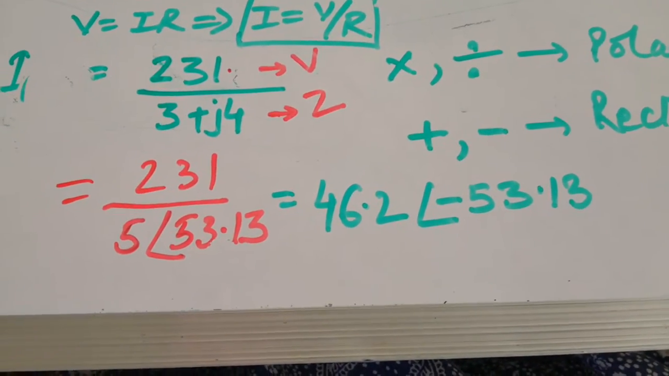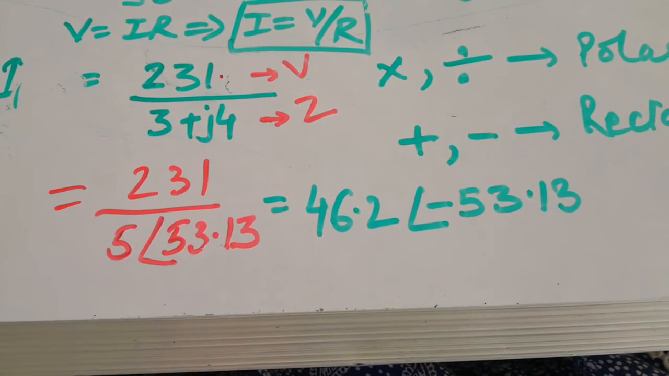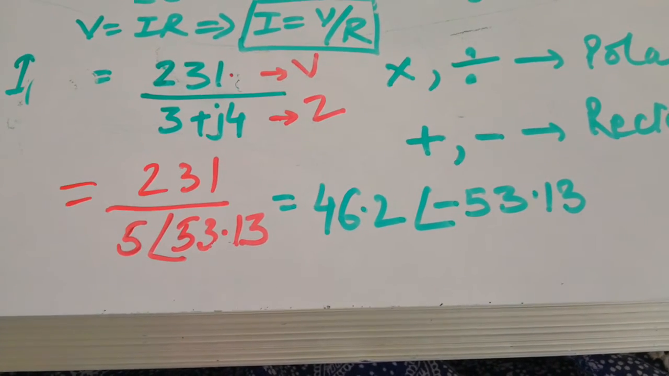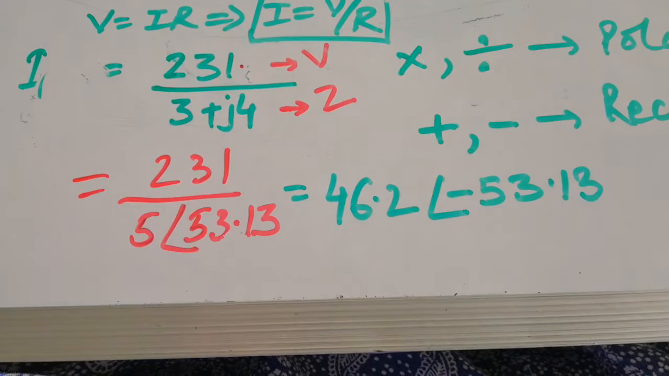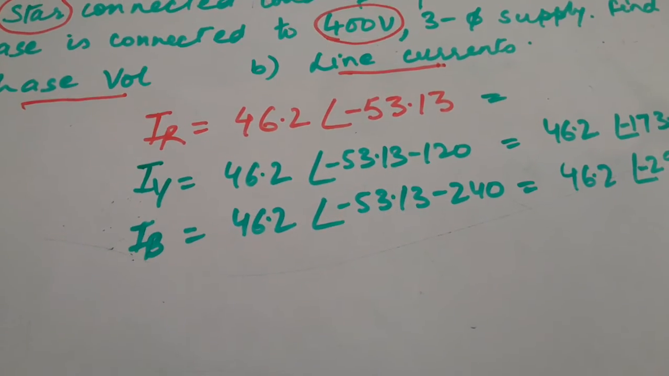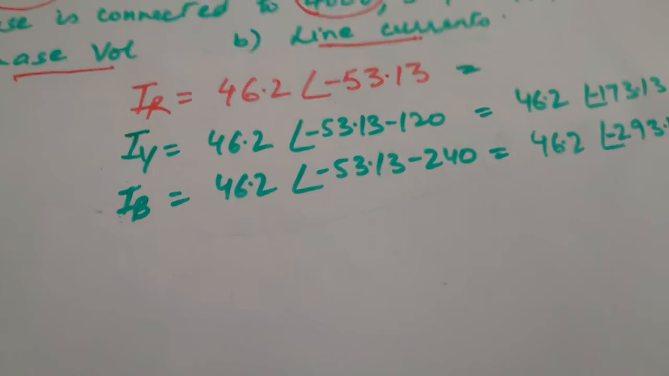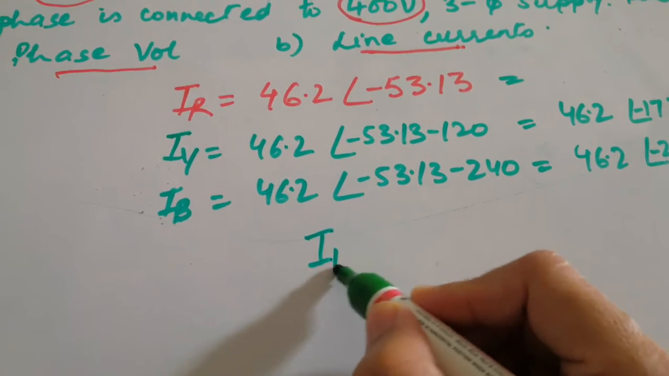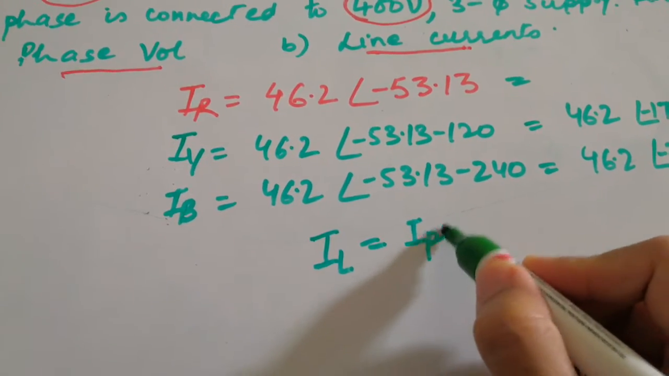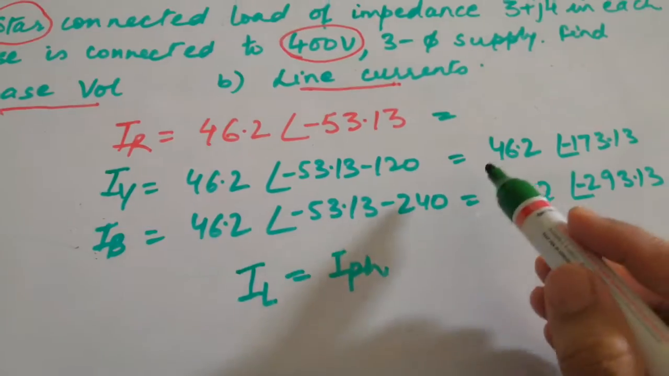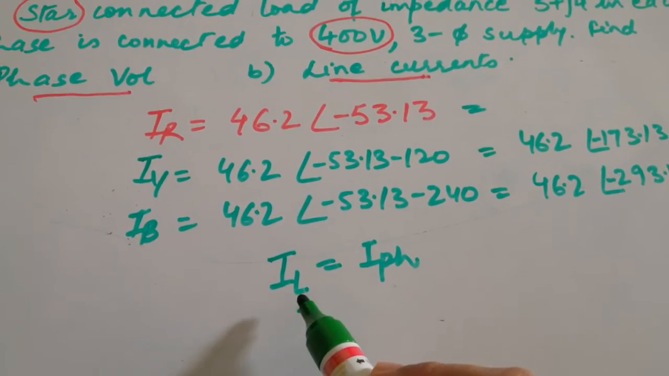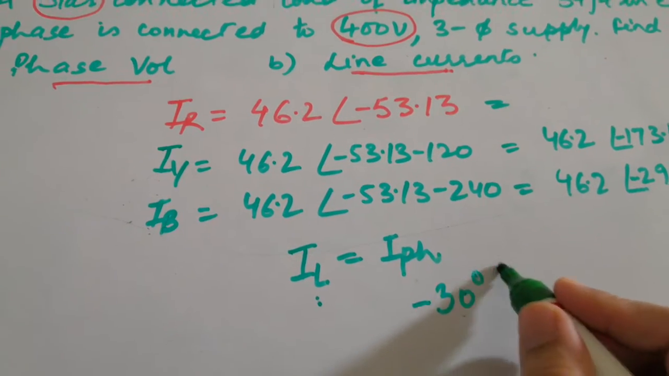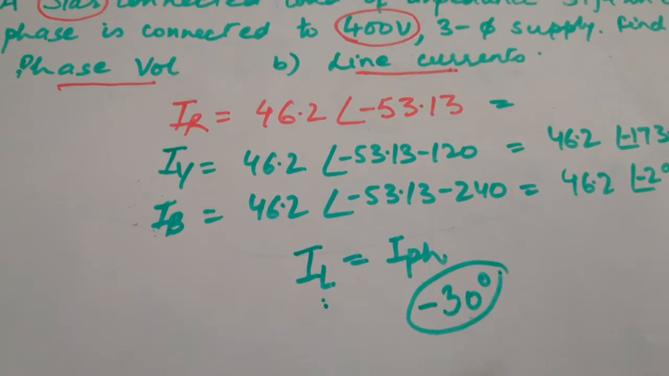Now we have to put in the angles of B and Y here and calculate the corresponding values. This value is for your reference phase, that is IR. Here come all the values of the rest of the phase currents. Once we have the phase currents, we know that our line currents are equal to the phase currents. So these are going to be the values of the line currents as well, but the line currents lag the phase current by 30 degrees. So we have to deduct 30 degrees from all of them.